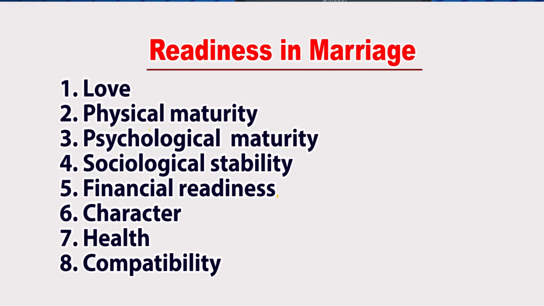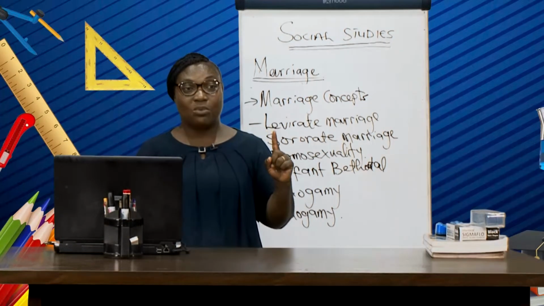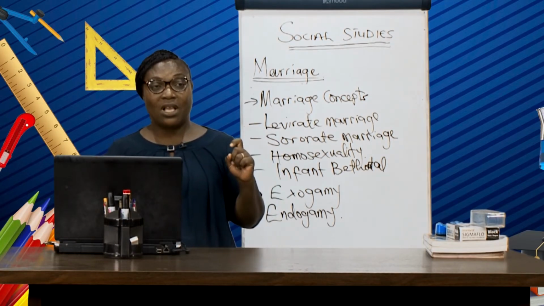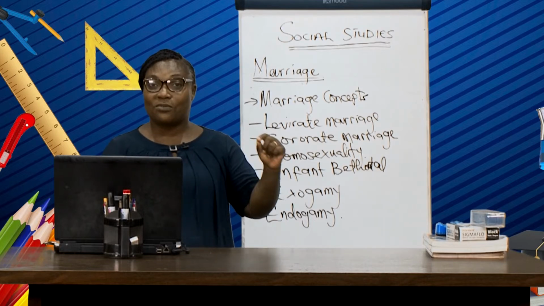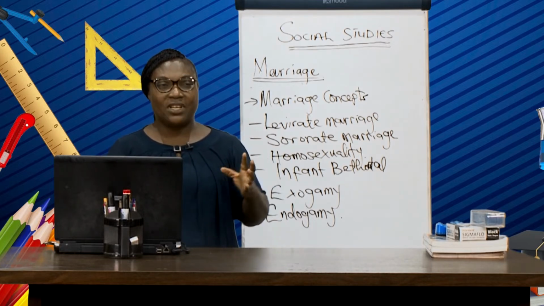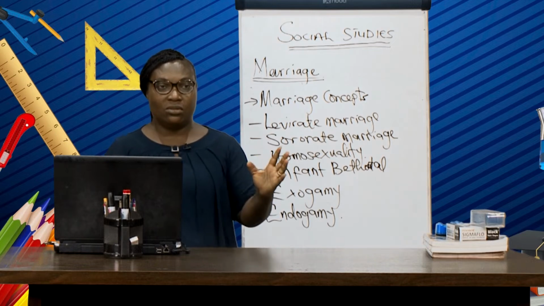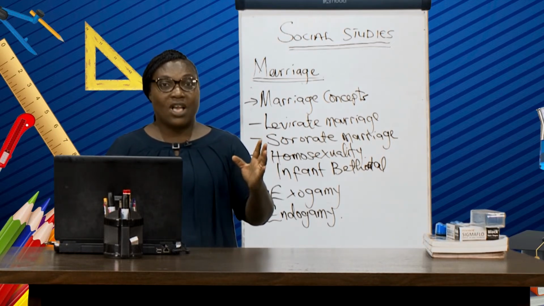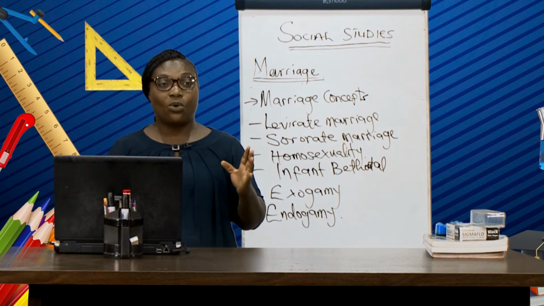Number one is love. And you remember that one of the commandments in the Bible is that we should love our neighbor as ourselves. Now, if you are talking about somebody you want to spend the rest of your life with, there must be love. You must have feelings, emotion for that person that you want as your husband or as your wife.